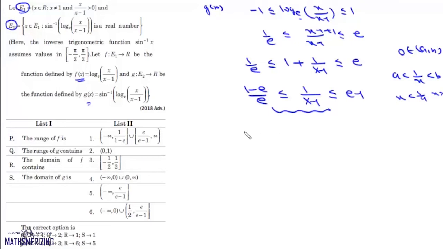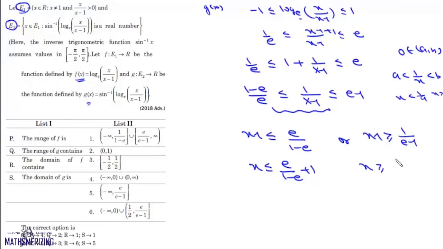So from here we'll get this condition that x minus 1 should be less than or equal to e upon 1 minus e, that is, x is less than or equal to e upon 1 minus e plus 1, or x minus 1 is greater than or equal to 1 upon e minus 1, that is, x is greater than or equal to 1 upon e minus 1 plus 1. So from here we'll get the condition that x is less than or equal to 1 upon 1 minus e, or x is greater than or equal to e upon e minus 1.